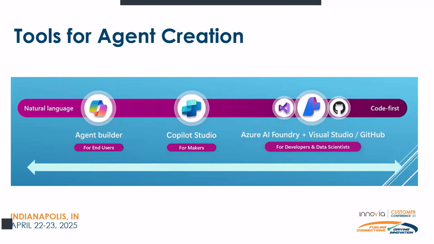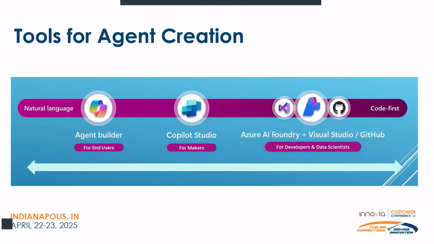And then on the right side is for those tech folks, the developers out there using Azure AI Foundry, Visual Studio, and GitHub. So the idea here is you can really start anywhere on this chart, and you can move up as you want. So if you built something in Agent Builder, I believe Microsoft has released it now, or it might be in preview.